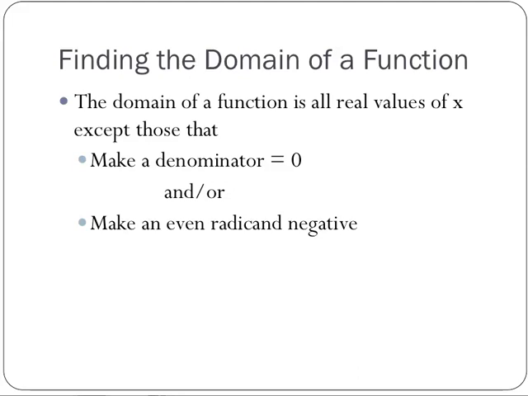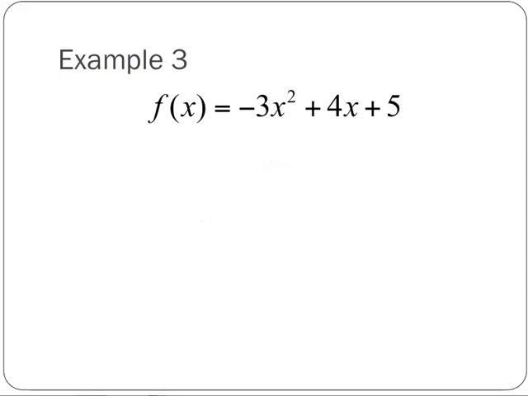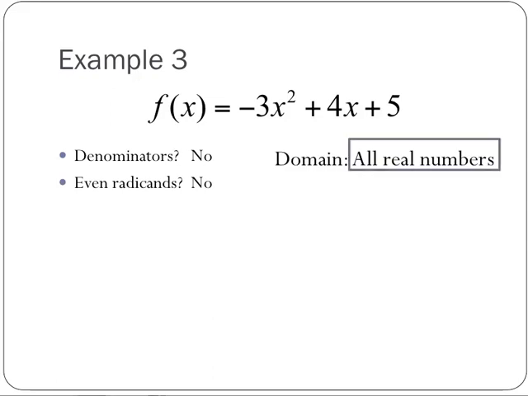All right, let's take a look at a couple of examples. f of x equals negative 3x squared plus 4x plus 5. The default is always all real numbers, but you want to look out for those two exceptions. Are there any denominators? No. Are there any even radicands? No. So in this case, the domain is going to be all real numbers.